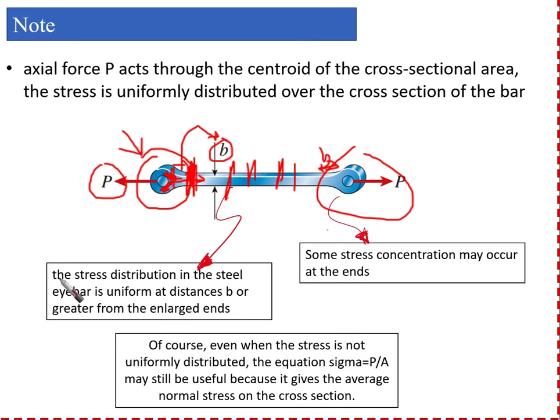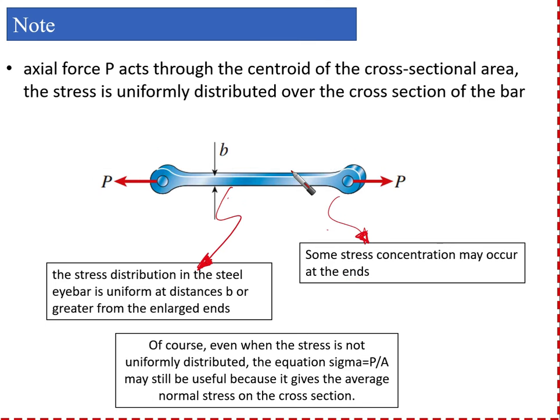So the stress distribution in the steel eye bar is uniform at distances B or greater from the enlarged ends. Some stress concentration may occur at the ends, and as I said to you, stress concentration might occur here.